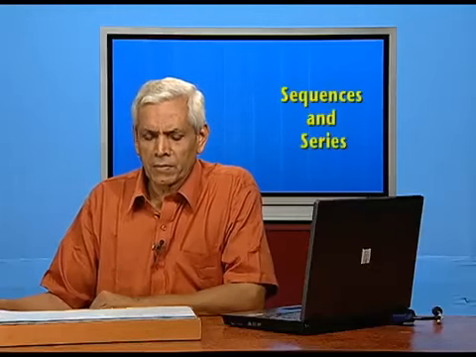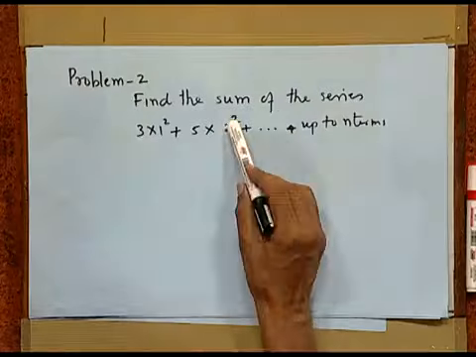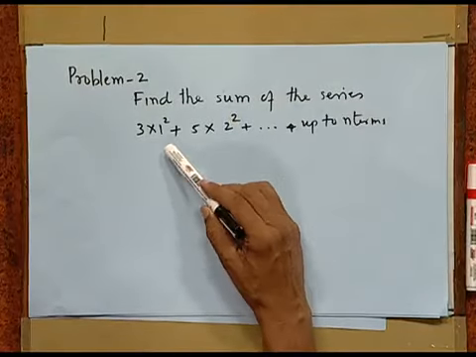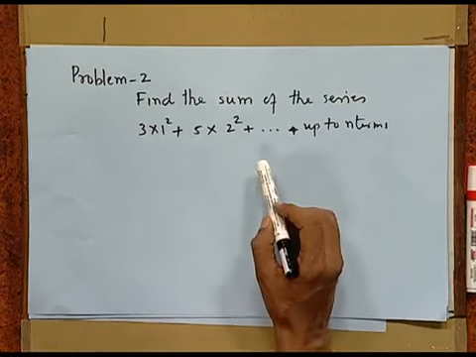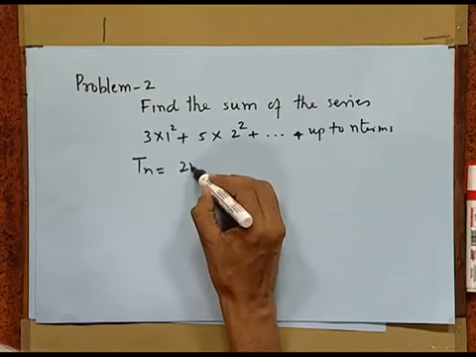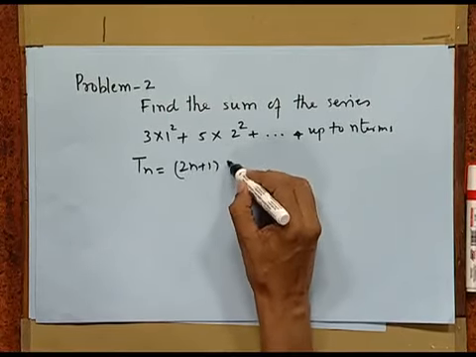Now we take up another problem. Find the sum of the series 3 times 1 square plus 5 times 2 square and so on up to n terms. Now this question differs from the previous question in the sense that in this question the nth term is not given to you. So first of all you have to find the nth term. By mere observation we find that nth term is given by Tn is equal to 2n plus 1 times n square.